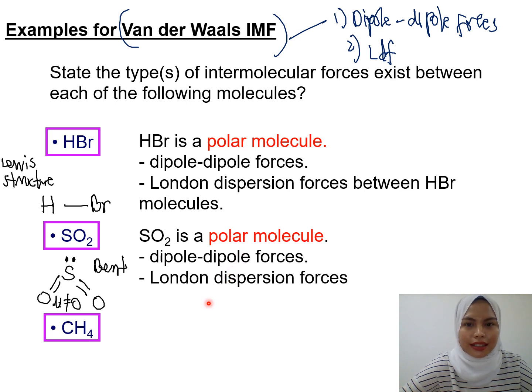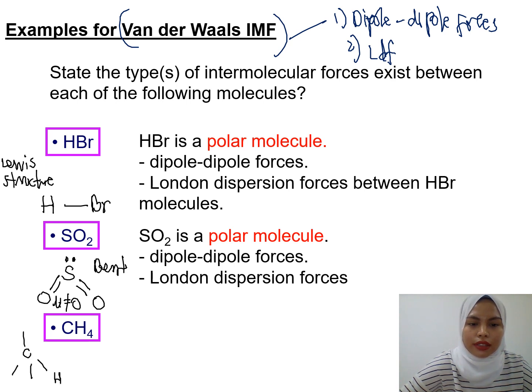Dipole-dipole dan juga London dispersion forces. Next ialah CH4. So if you draw the Lewis structure of CH4, you will know that the molecular geometry of CH4 adalah tetrahedral. Tetrahedral dia punya shape symmetrical and also dia ada identical terminal atoms, therefore dia punya bond dipole can cancel out each other. Bila bond dipole dia can cancel out each other, that means dia punya dipole moment dia is equal to 0 sebab tiada langsung dipole moment.